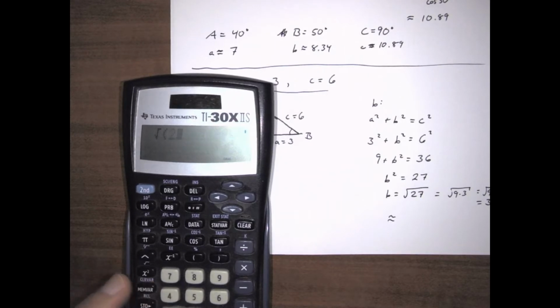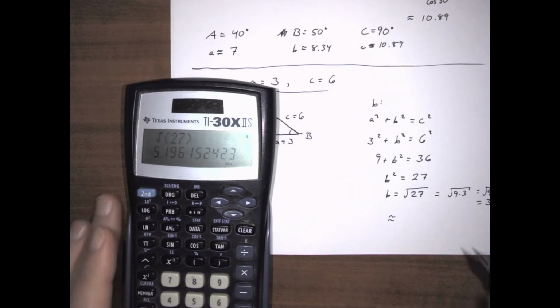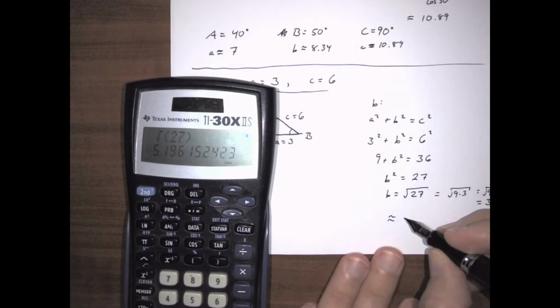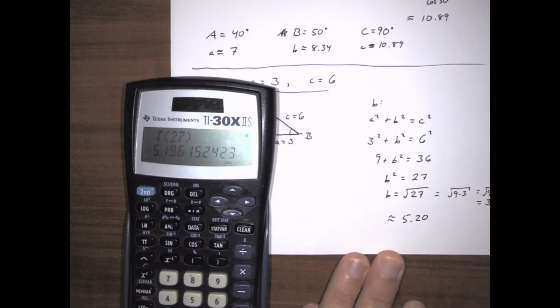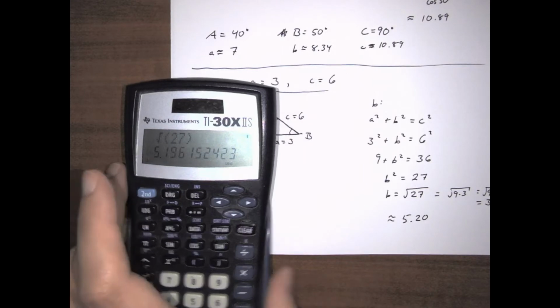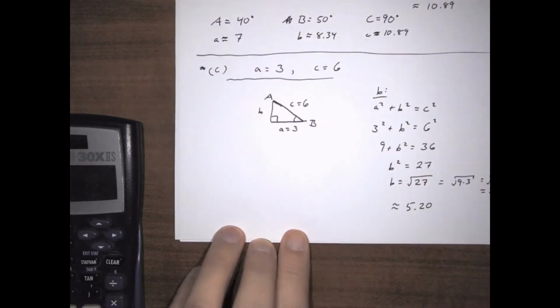So let's see here. So square root of 27, or I could evaluate this in the form that it was there, either way. And it looks like it's 5.196, so that would round to 5.20 if I wanted to go to 2 decimal places. All right, so that was little b.